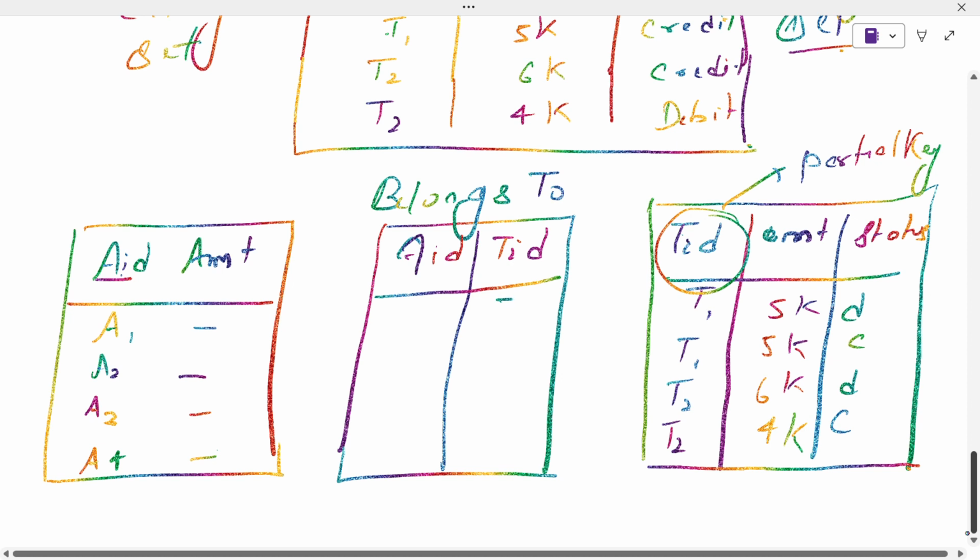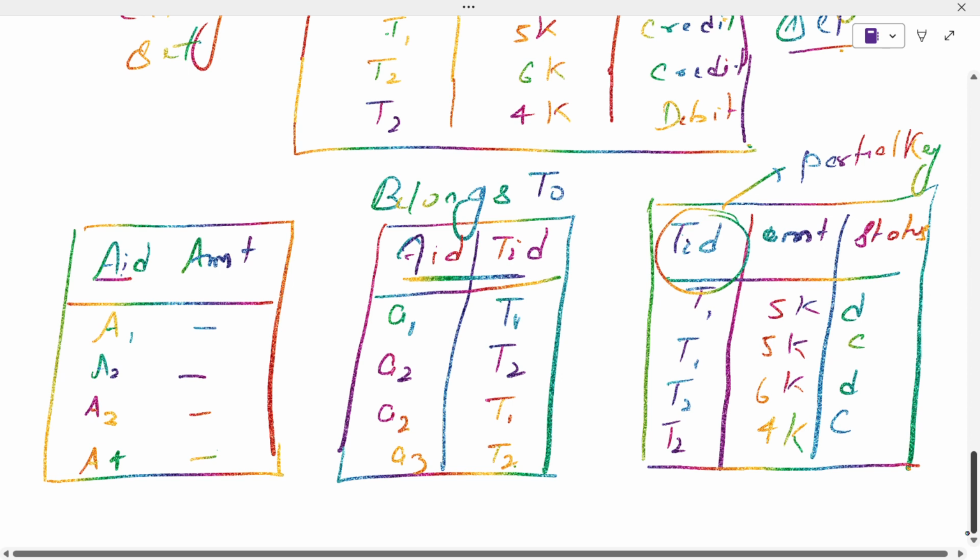So let's say T1 is related with account A1 and T2 is related with account A2, and again T1 is related with account A2. Okay, and T2 is related with account A3, let's say. If this is the case, then we have TID and AID as the key for that. So this way we can construct an entity relationship diagram.